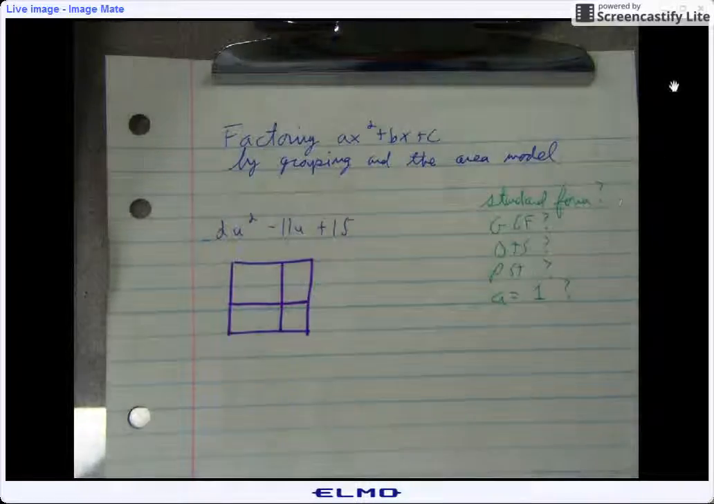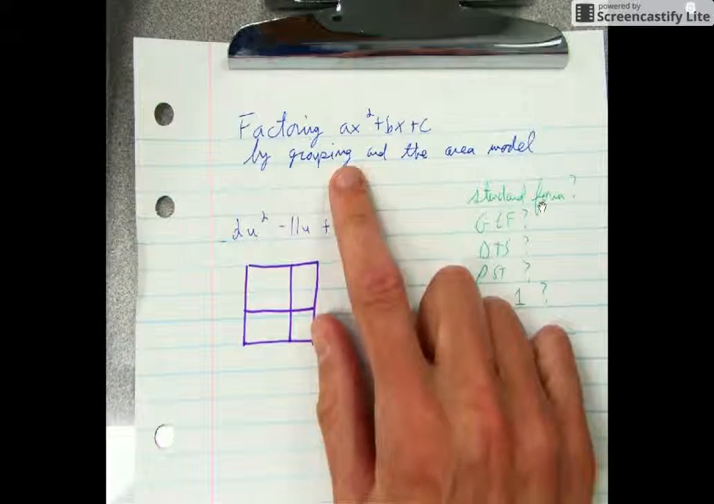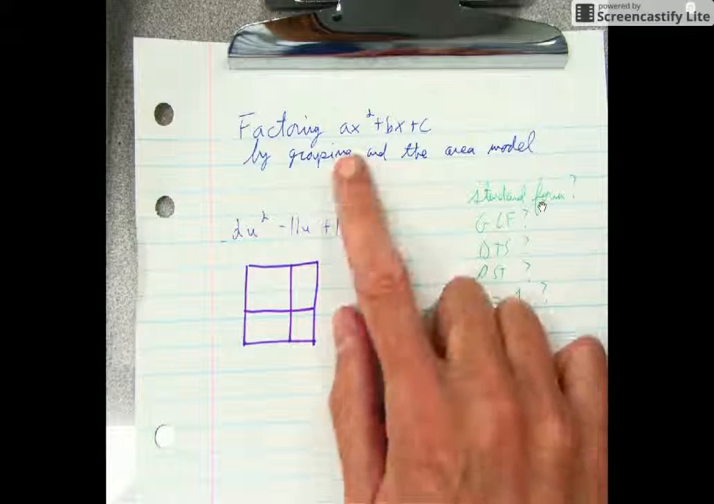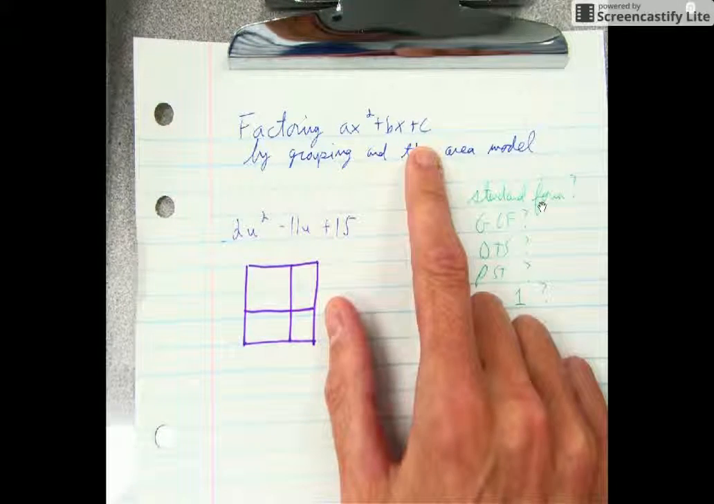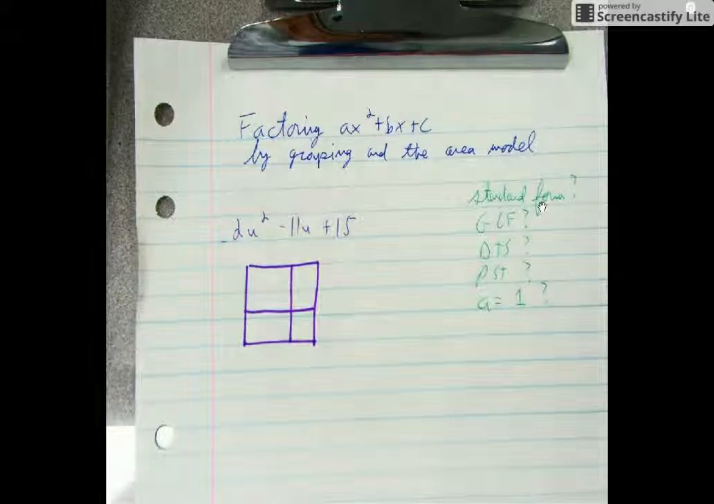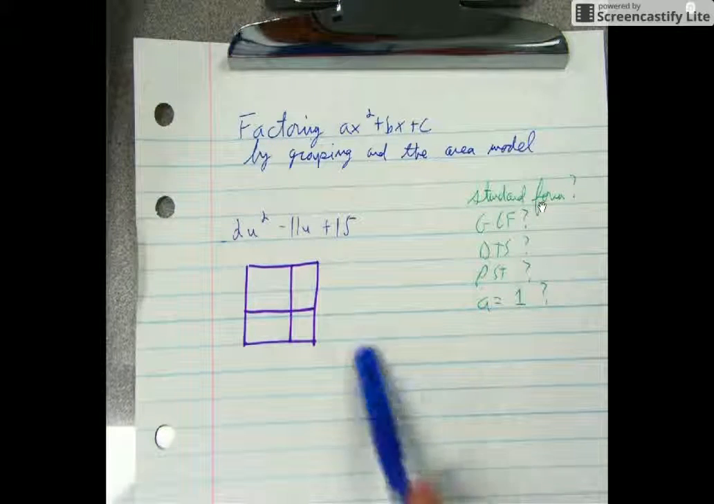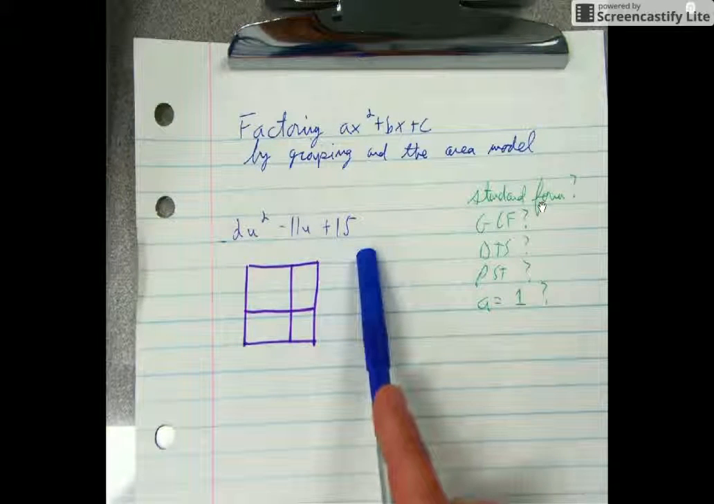Okay, today we are going to talk about how to factor a second degree polynomial or a quadratic expression. It's written in standard form ax squared plus bx plus c by doing something that's called grouping, and I'll also connect it to the area model. Okay, so the first expression we're going to work on is 2u squared minus 11u plus 15.